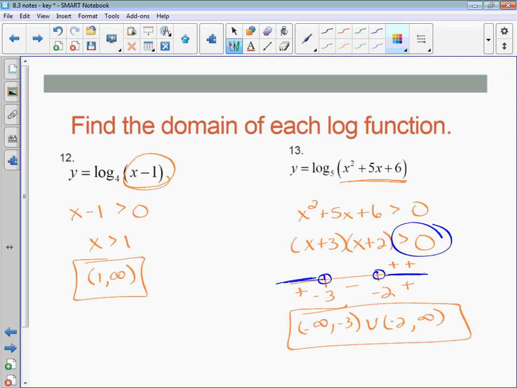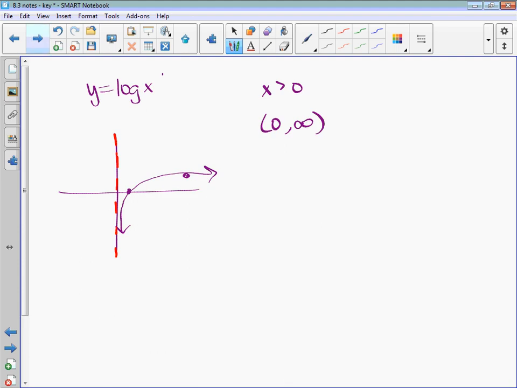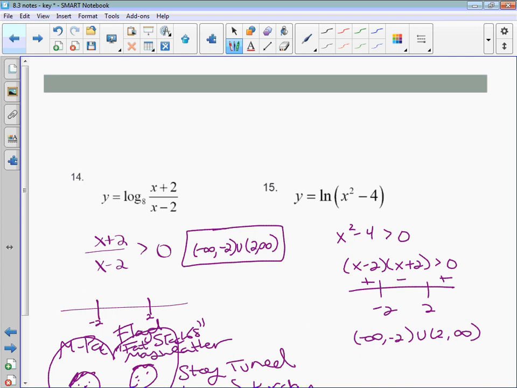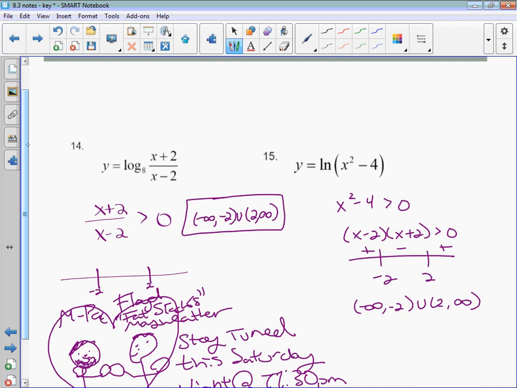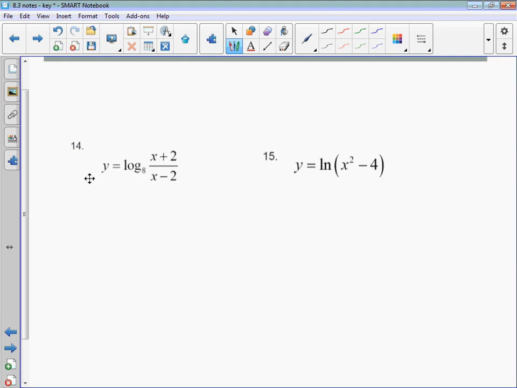Okay. Not that bad, right? And domain just never goes away. Okay. Just like factoring. All right, I think we're almost done. I get it now. Yeah, it's a really long week.